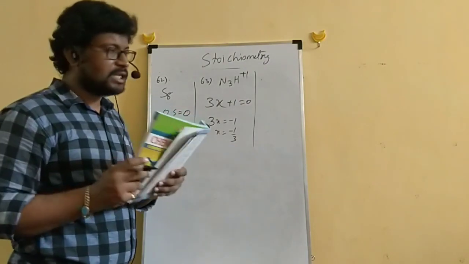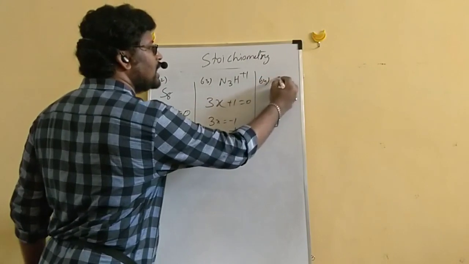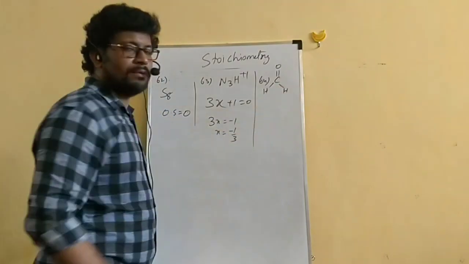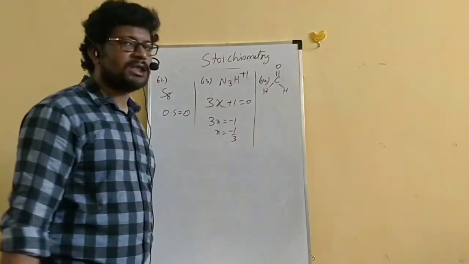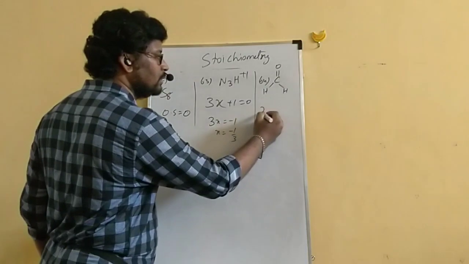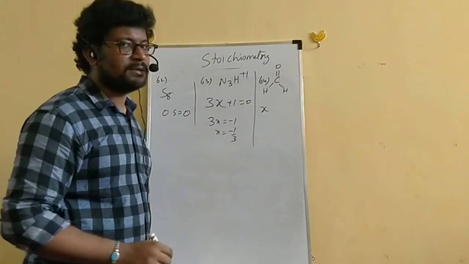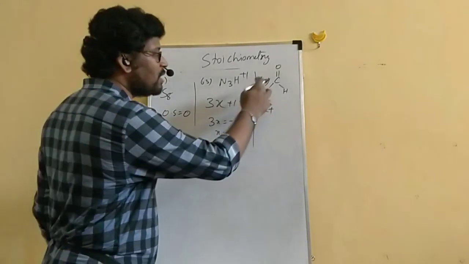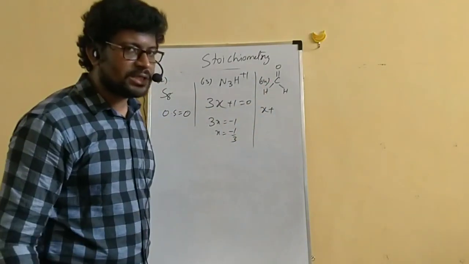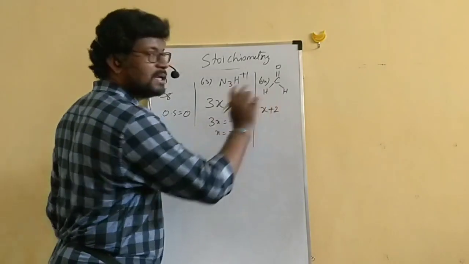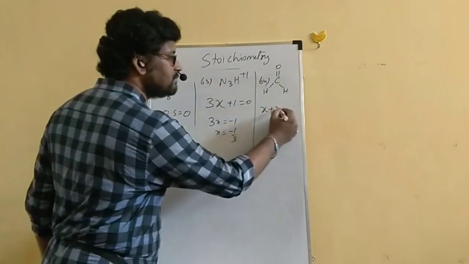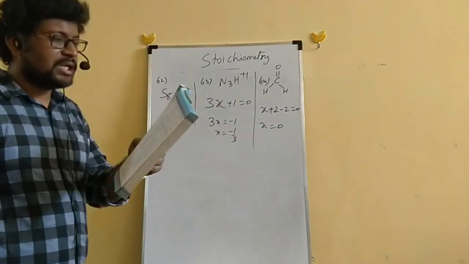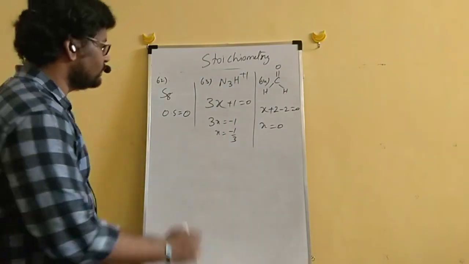Oxidation number of carbon in CH2O. Let the oxidation number of carbon be X. How many carbons do we have? 1 carbon, 1 into X. Plus, how many hydrogens do we have? 2 hydrogens. They are bonded with non-metal, so each will show plus 1 oxidation state. So it is 2 into plus 1, plus 2. Oxygen, 1 oxygen, that is minus 2, is equal to 0. X is equal to 0. So the oxidation number of carbon in CH2O is 0. 64. Next.